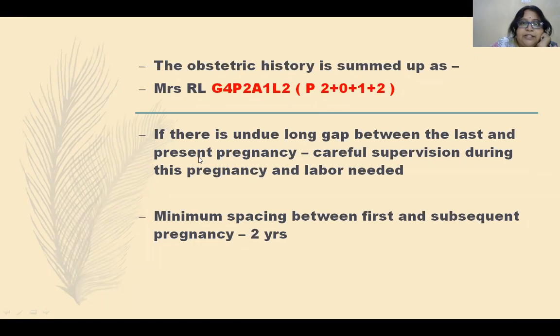Then you need to inquire whether there is any long gap between the past pregnancy and this present pregnancy, because if there is a long gap, this pregnancy should be treated as a first pregnancy, and careful supervision should be done during this pregnancy and labor. And the minimum spacing which we will advise the couple between subsequent pregnancies is a minimum of 2 years gap between 2 pregnancies.